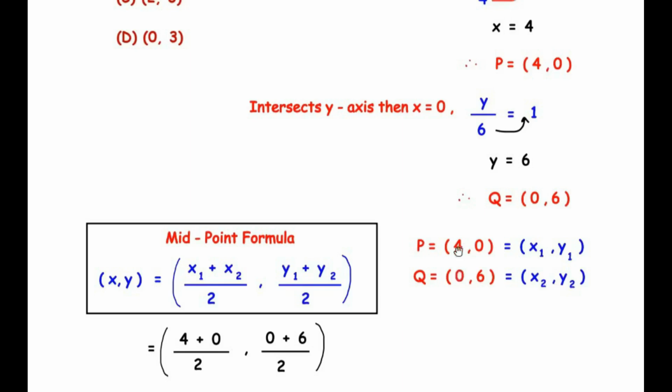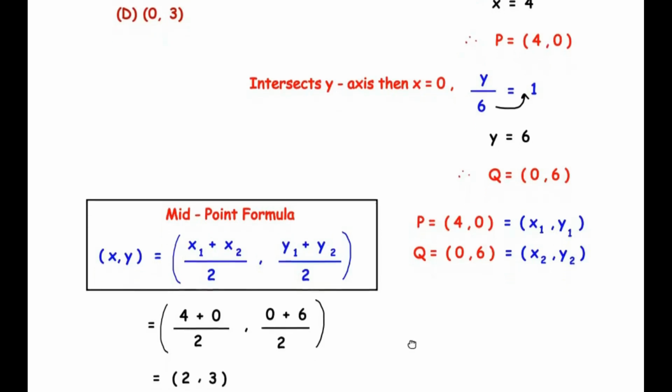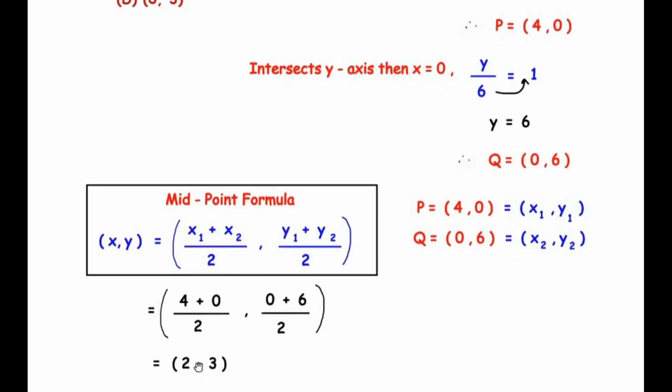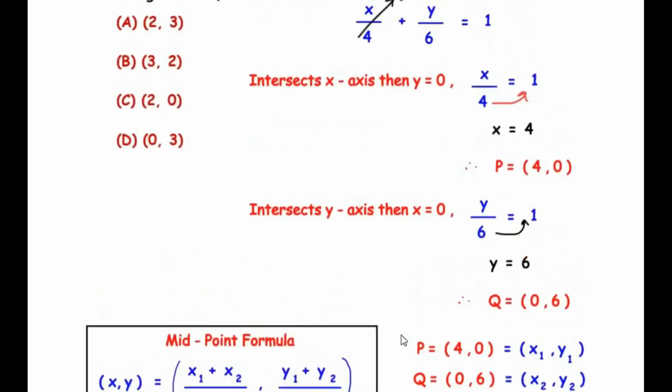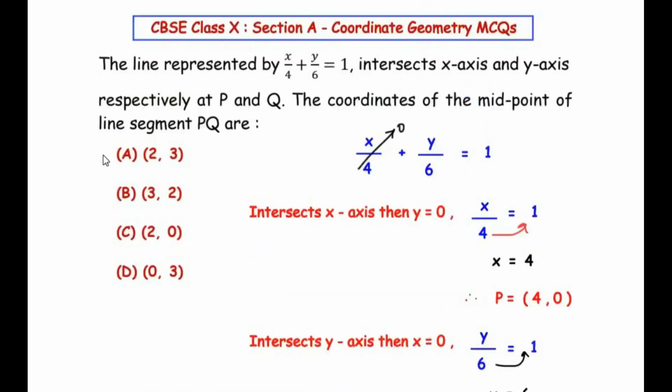So we are going to plug in their values now. So 4 plus 0 over 2, comma 0 plus 6 over 2. Now 4 plus 0 gives us 4 itself, and 4 divided by 2 gives us 2. Now 0 plus 6 is 6, and 6 divided by 2 is 3. So the coordinates of the midpoint of the line segment PQ is 2, 3. So let us see if it is in the options above. So here it is option A, 2, 3.